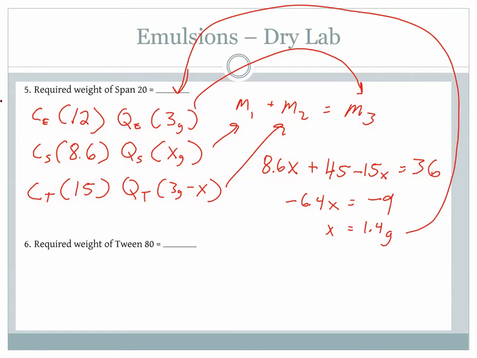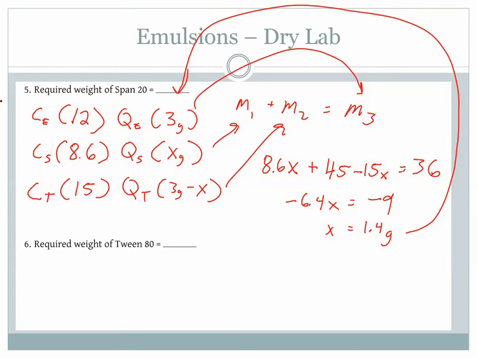I can see if you did or not, but hopefully you got 8.6 times X gives you 8.6X. Add to that 15 times 3 is 45, but you subtract 15X and equals 3 times 12, which is 36. You do all that rearranging and you get 1.4 grams, hopefully, for X, and X is equal to the weight of your Span 20.